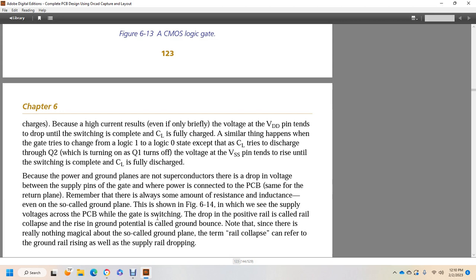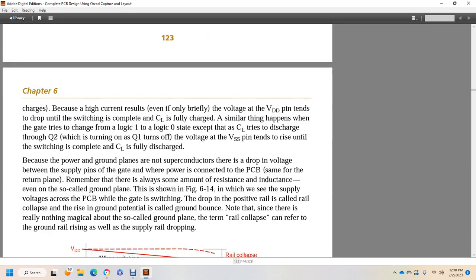Similar things happen when the gate drives the chain from the logic 1 to the logic 0 state, except the load capacitance tries to discharge through transistor 2 while turning on transistor 1. The voltage at the VSS pin tends to rise until the switching is complete and the capacitor is fully discharged. Because the power and ground planes have non-zero inductance, the voltages drop between the supply pins of the gate and where power is connected to the PCB, and the same happens on the return plane.